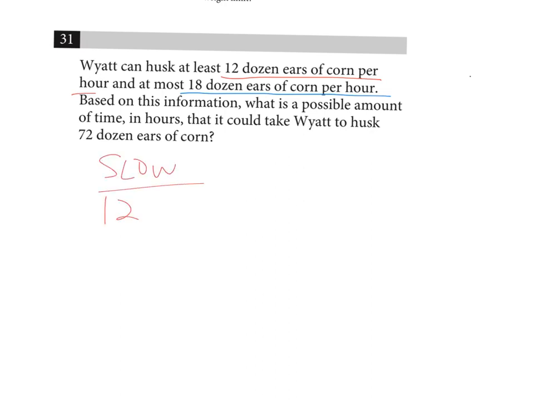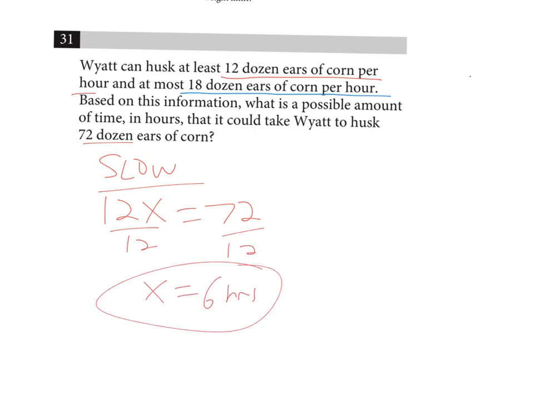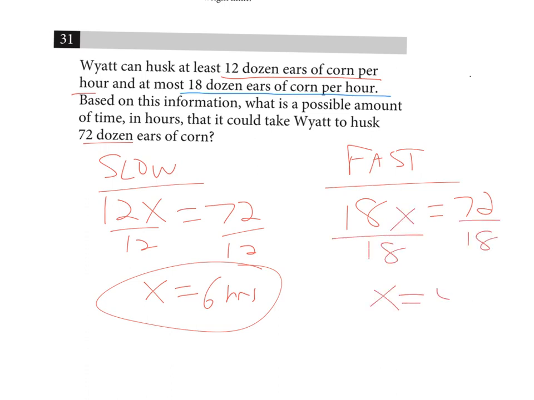He can do 12 dozen ears of corn per hour. And in this case, you have 72 dozen ears of corn. So if 12x equals 72, divide both sides by 12, and it would take Wyatt 6 hours to husk the corn. On his fastest day, he can do 18 dozen ears of corn per hour, where there's still the same 72 dozen ears. So how many hours would it take him? If I divide both sides by 18, x is equal to 4.